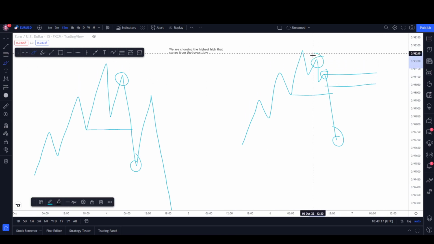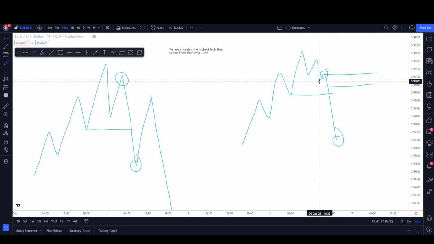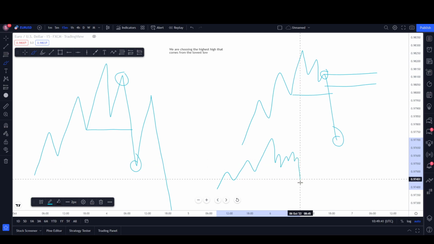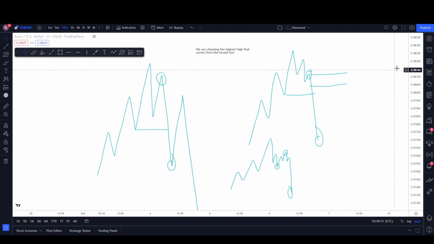It's not this high here, because why? We're choosing the lowest low, because if this went on to create a higher high, this one would have been the higher low. So yeah, it's the failed high that comes from this one here, if that makes sense. And I'll draw a final example. Say we've got something like that, for example. Now we're choosing the highest high from the lowest low. This is the lowest low, this is the highest high. So this is our reference, if that makes sense.